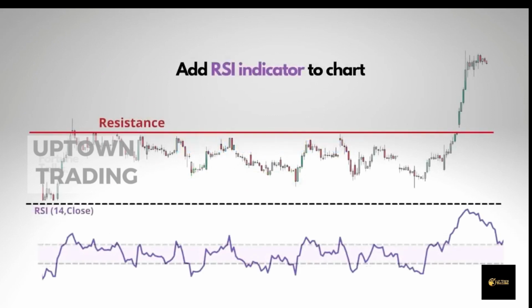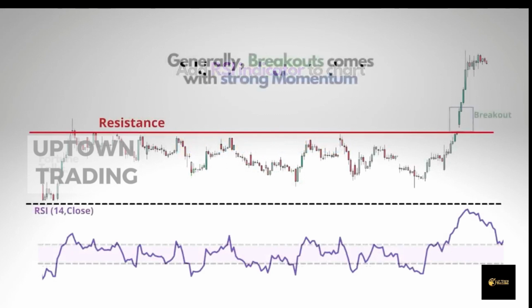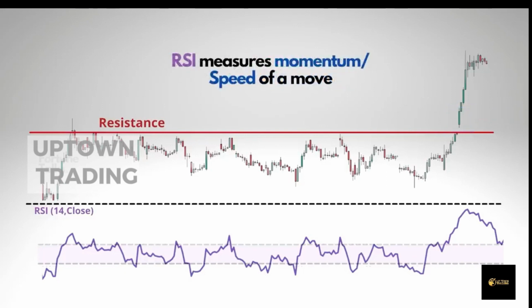So we have to add the RSI indicator, or the Relative Strength Index indicator, in our chart. When we are looking for a breakout, we are expecting the breakout to come with a degree of momentum, and we will use the RSI indicator to find that momentum. Basically, RSI is a momentum indicator and it measures the speed of a move. So if the speed is increasing, the momentum will be building or increasing.